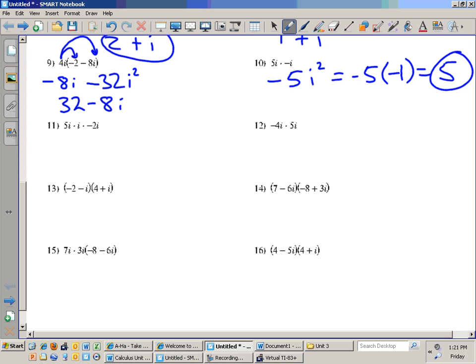I is not equal to negative 1. Shh, boys and girls. I is not equal to negative 1. I squared is equal to negative 1. So look at what I did. 5 times a negative is negative 5. And I times I is I squared. That equals negative 1. Then the negatives cancel, which gives me positive 5. I is I.